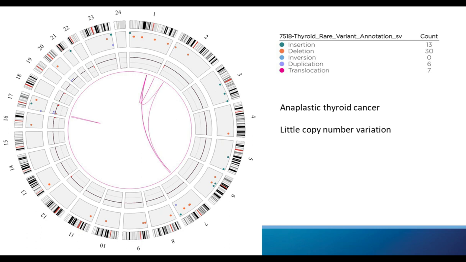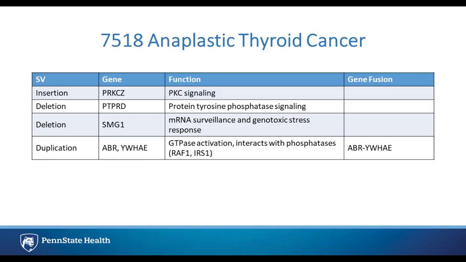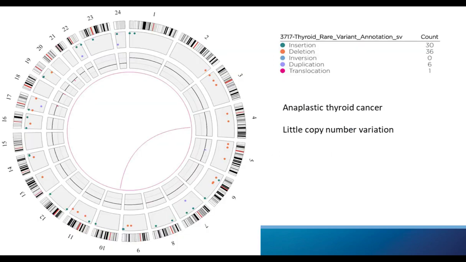And so I'm interested in taking a look at these highly aggressive cancers and seeing what we can see using genome imaging, since it hasn't been applied before. So looking at this patient, we can see a variety of insertions, deletions, some modest copy number variation on chromosome 17, for example, a region of increase and another region of decrease, and a few translocations involving chromosomes 1, 2, and 7. Looking at the genes involved here, you can see there's an insertion involving the PRKCZ gene involving PKC signaling, and a duplication involving the ABR gene involving GTPase activation.